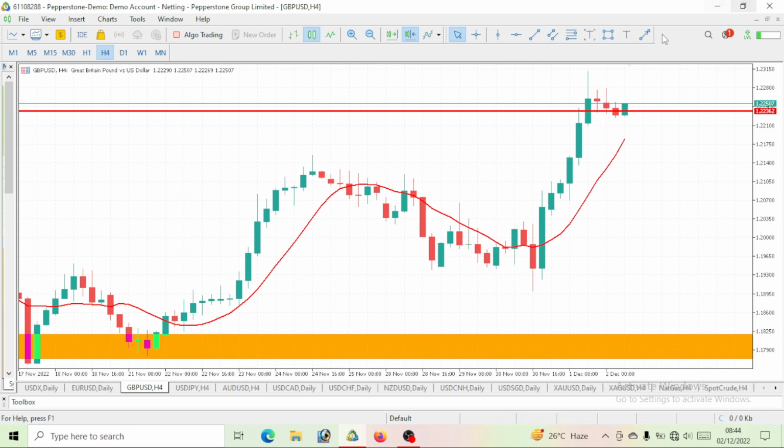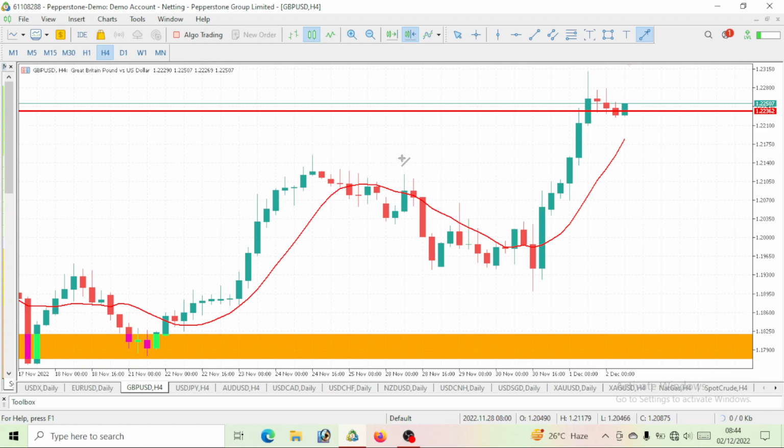Can you clearly see that? Assuming this 4-hour time frame was dropping like this, and we were seeing lower lows and lower highs like this, the advice would be just stay out of this trade. But we clearly can see that this 4-hour time frame is going long. So we can go long on this GBPUSD.